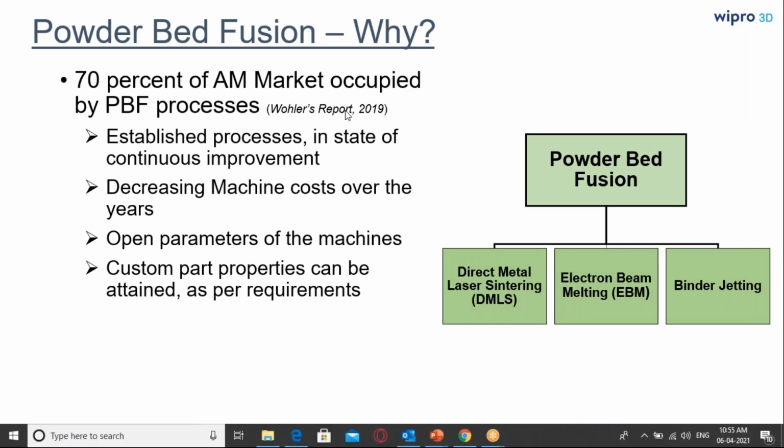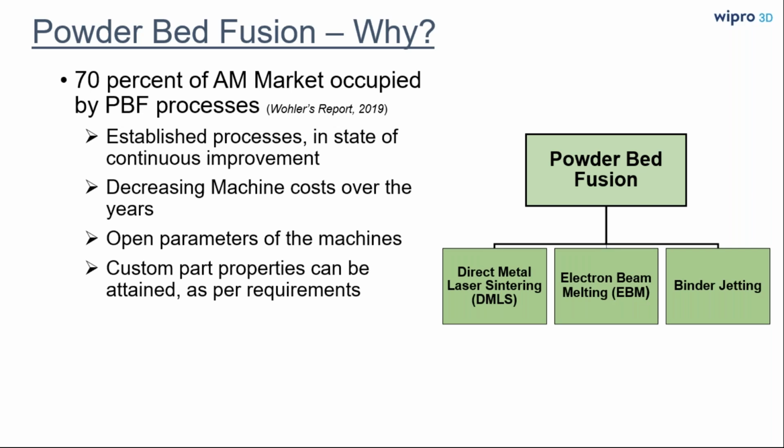additive manufacturing market is being occupied by powder bed fusion technologies. The reason for this is that they came early into the market, which is why they are established processes and continually in a state of continuous improvement. Because they came early into the market, machine costs are decreasing over the years. These machines operate with open parameters, so we have the flexibility to set our own parameters when processing the material. Because of this flexibility, we have the ability to attain custom part properties, which we do not have the liberty to do when we work with material extrusion or direct energy deposition.